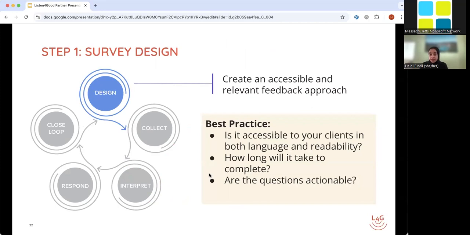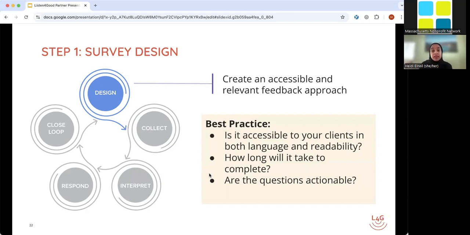So we start with survey design. And when we think about survey design, we're really thinking about accessibility and making sure that each question is designed to be easily read. And each question is designed so that it provides you with the data that you need. So we're thinking first about language. Is it designed to be accessible? Can you translate it into the languages of the people that you serve? And also about readability. Our recommendation is typically that a standard survey is written at about an 8th grade reading level.